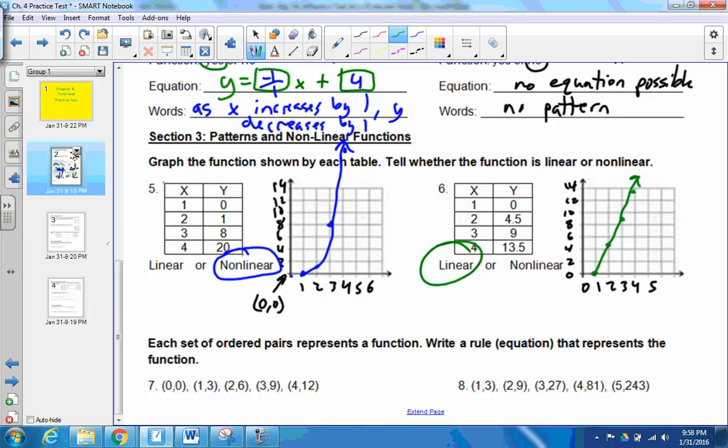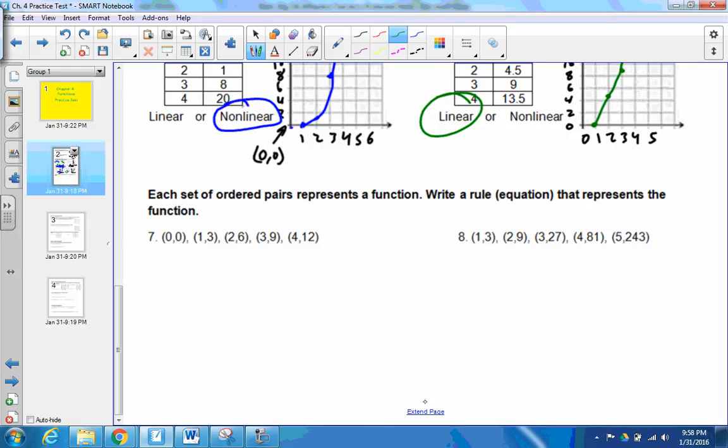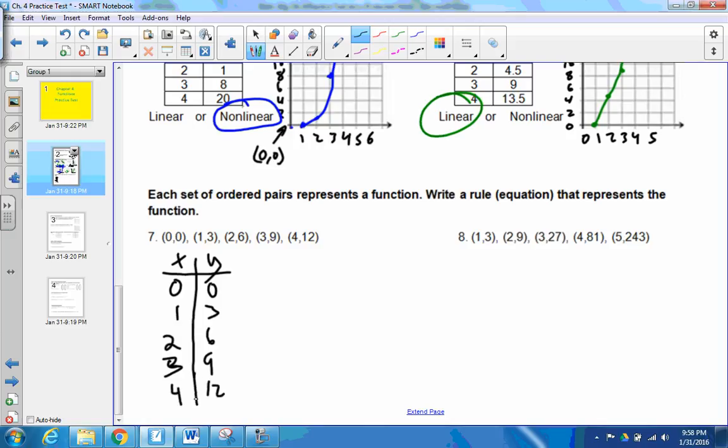All right, number 7 and 8, each set of ordered pairs represents a function. Write a rule that represents the function. This is the tough part. Right now I'm going to put them into t-charts just to see if that'll help. All right? Our x's and our y's, because sometimes that helps, especially when we're looking for the change in the y over the change in the x. So you have 0, 0, 1, 3, 2, 6, 3, 9, 4, 12.